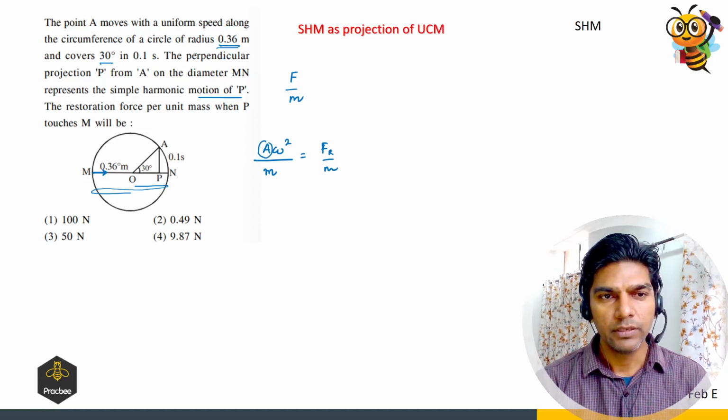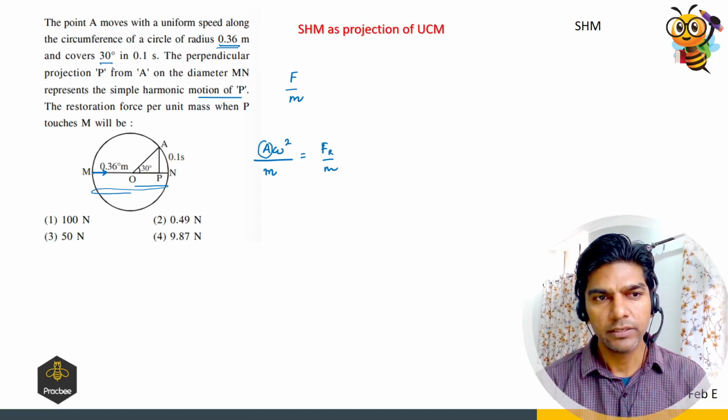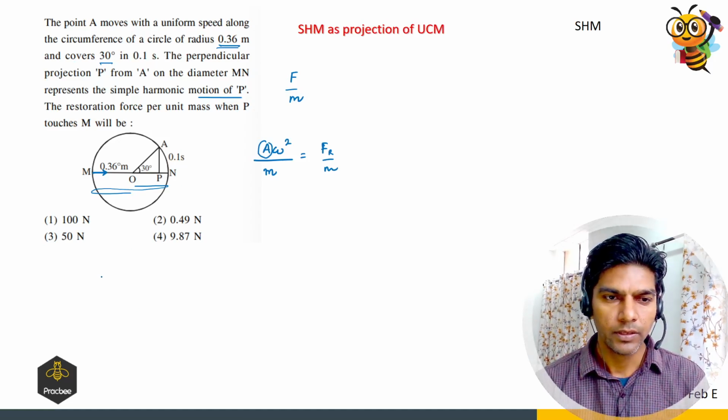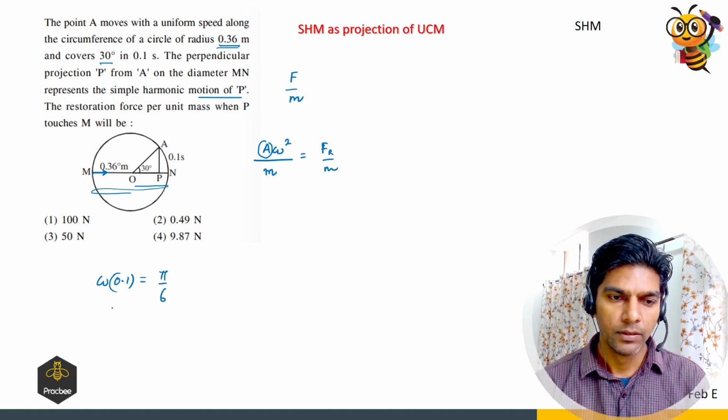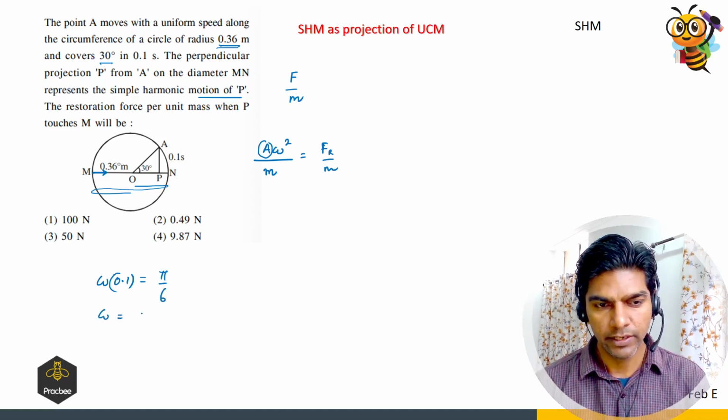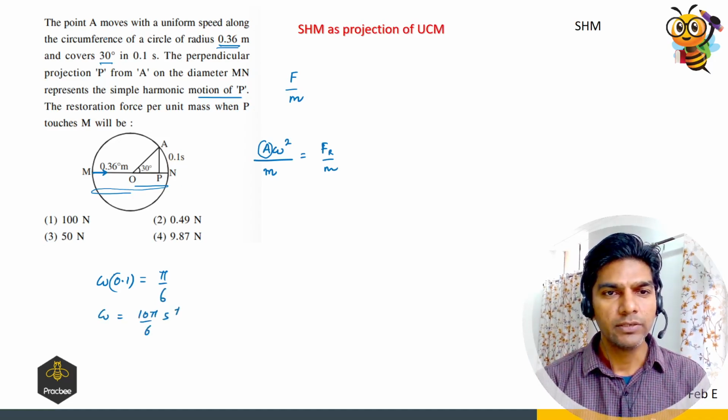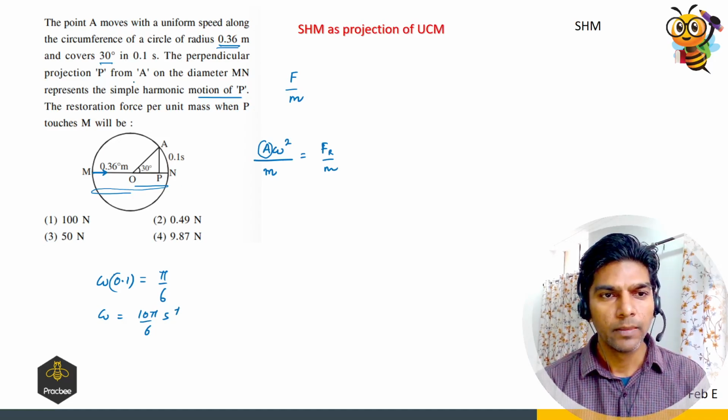We are given that the particle covers 30 degrees in 0.1 seconds. So it means omega times 0.1, that is omega t, will be pi by 6. From this we can find omega. So that will be 10 pi by 6 per second. And what is the mass of the particle? Mass is not given, but what else have we been given? It is given that the radius is 0.36 meters.